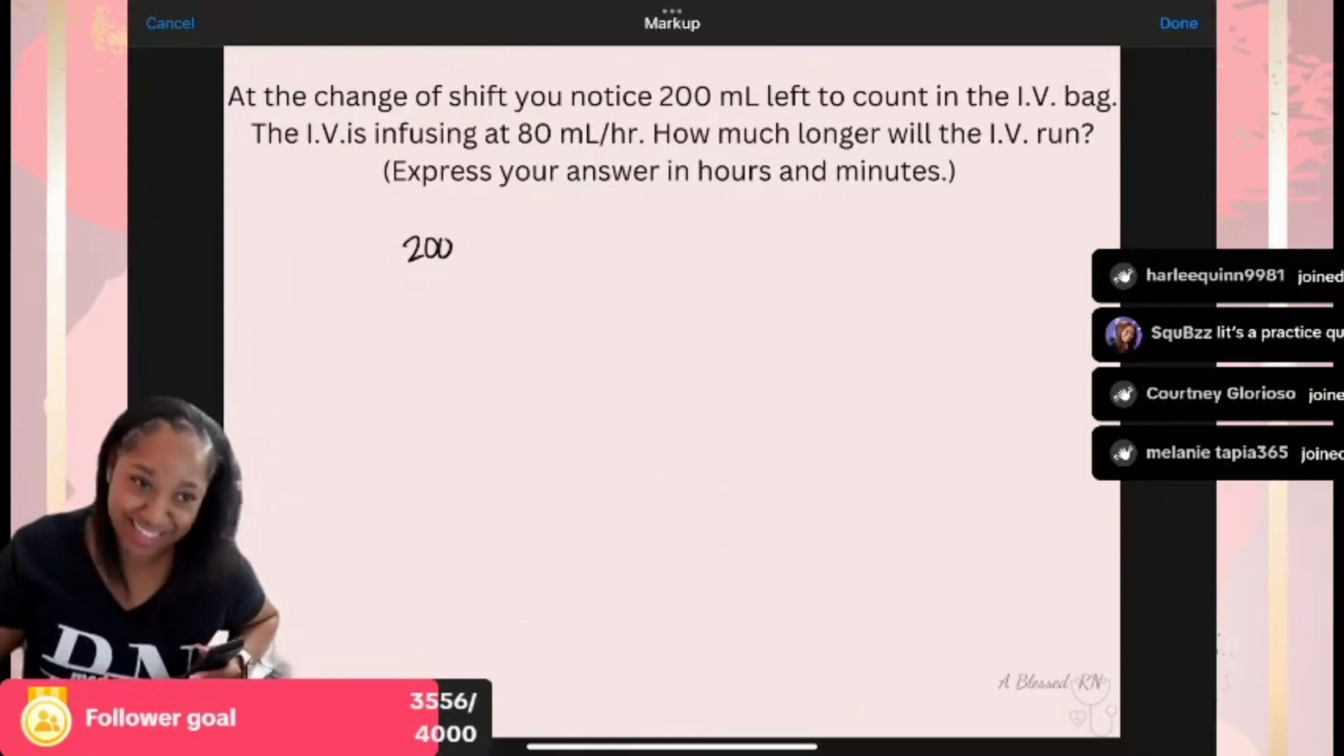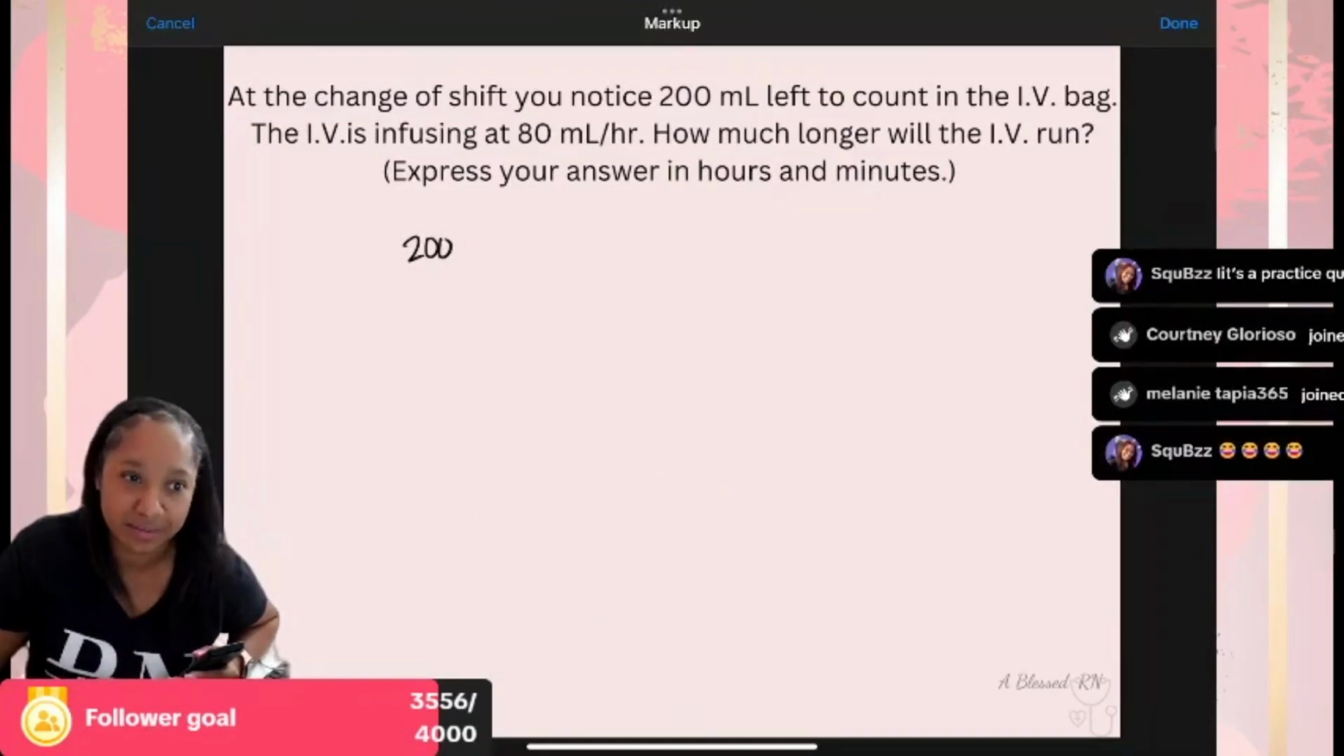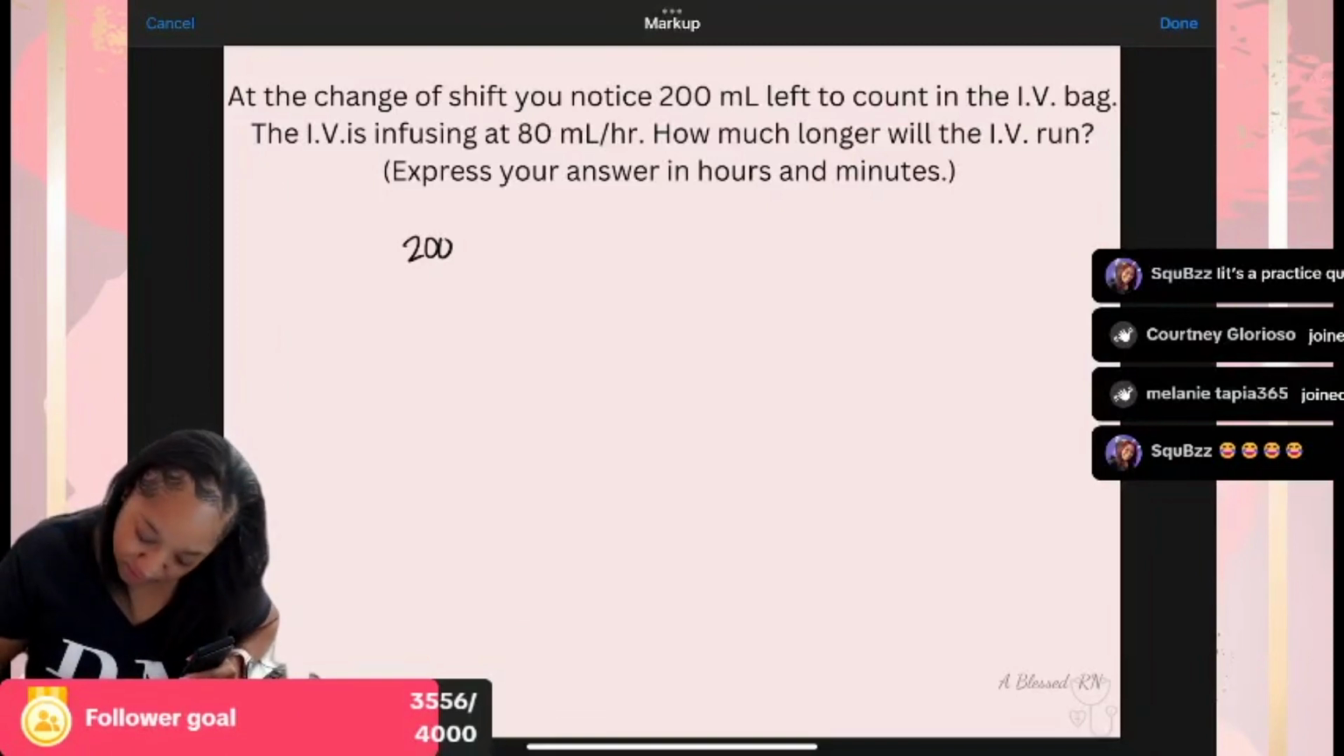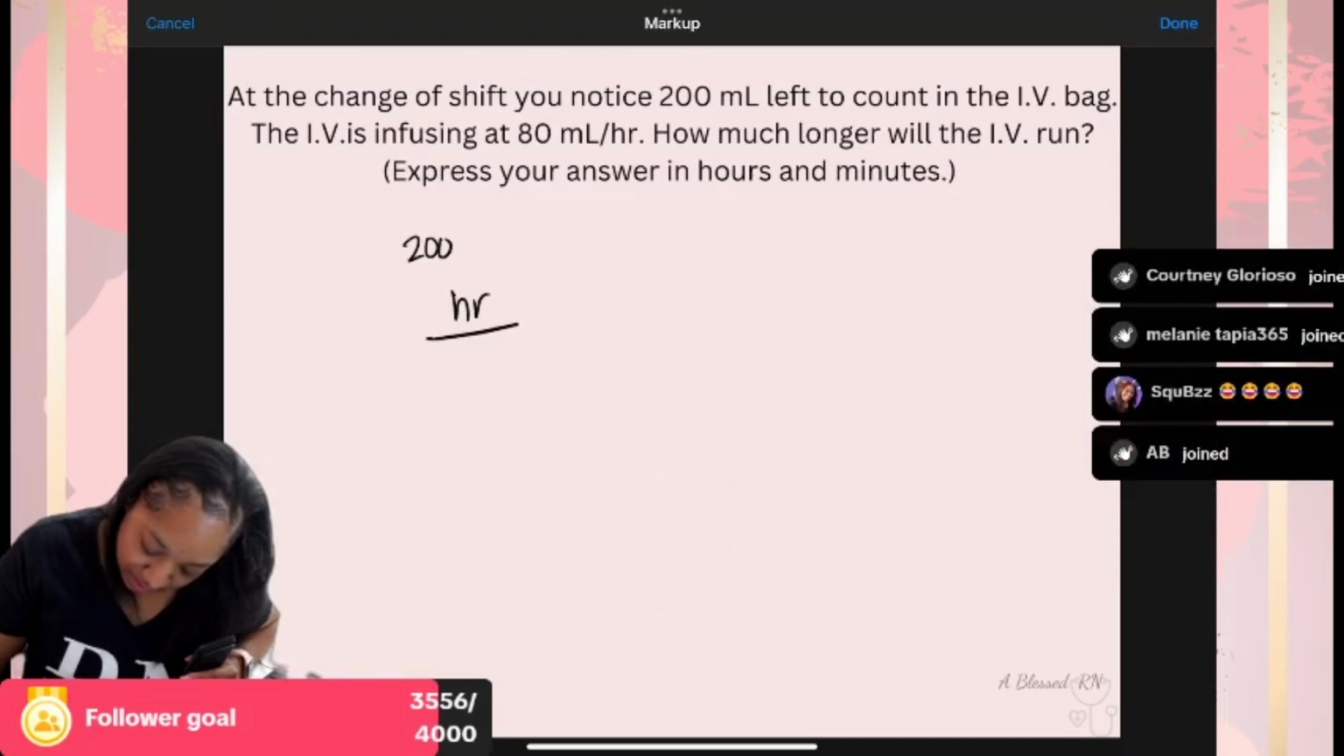Oh goodness, they tried too hard on that one, because you can't give milligrams in units. Sorry. Okay, so anywho, I'm going to start with what I'm looking for.